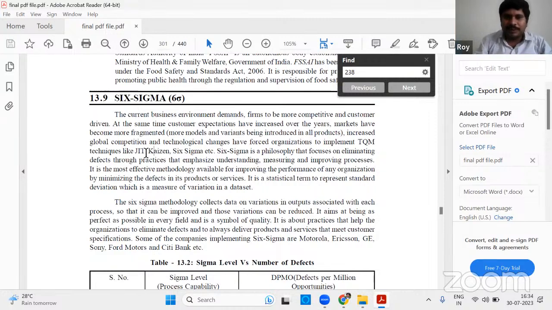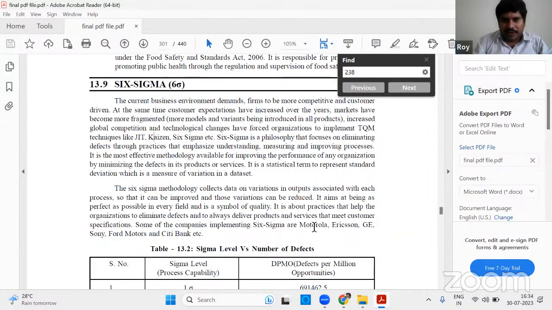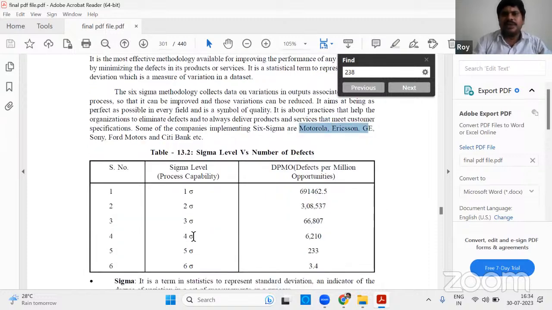Okay, you will see a few companies' names also. See here, if you talk about Six Sigma, you will talk about Motorola, Ericsson, GE, General Electric, Sony, Ford, Citibank, etc. They're all using that, right? See, if it is Six Sigma, the defects will be decreased. This is the thing actually.